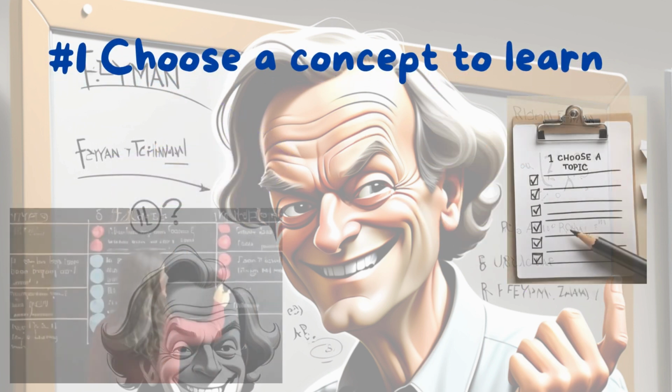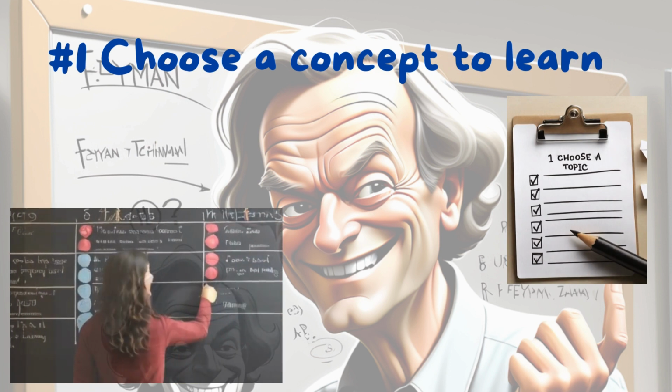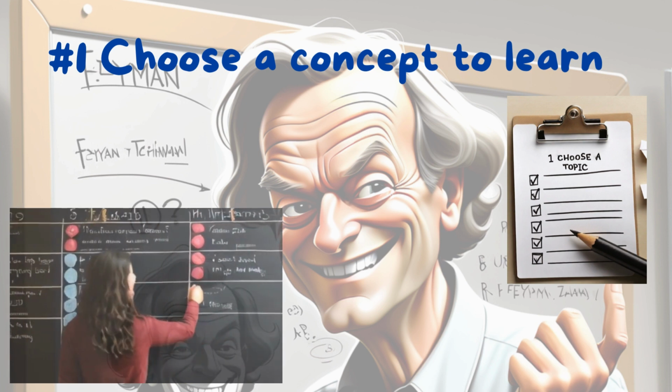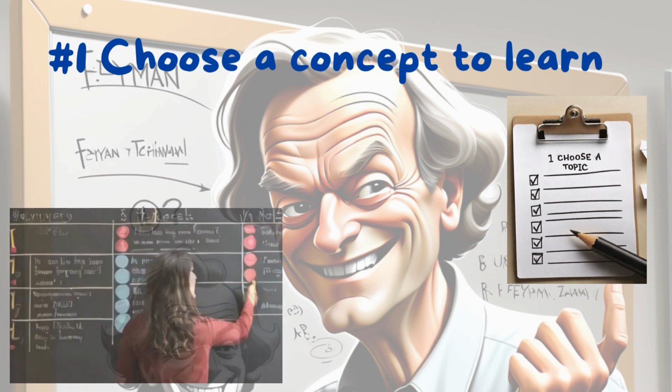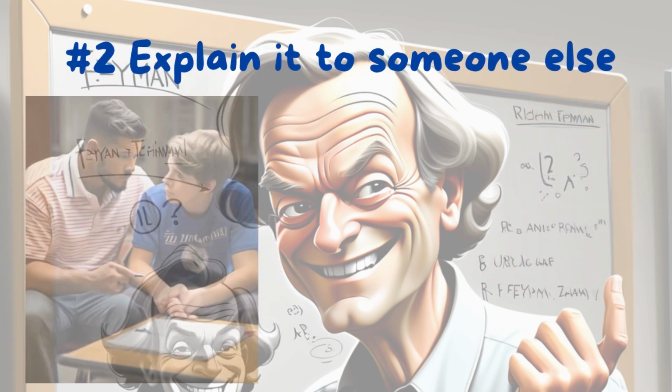1. Choose a concept to learn. Start by selecting a concept you want to gain a deeper understanding of. This could be something you're currently studying, a skill you're trying to develop, or even a general topic you're curious about.